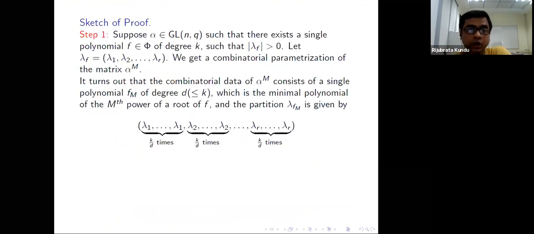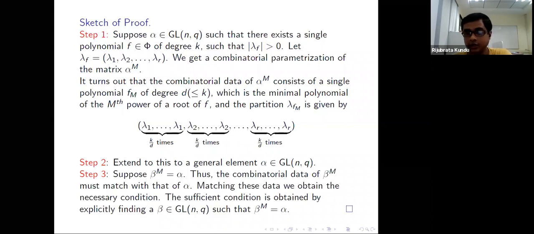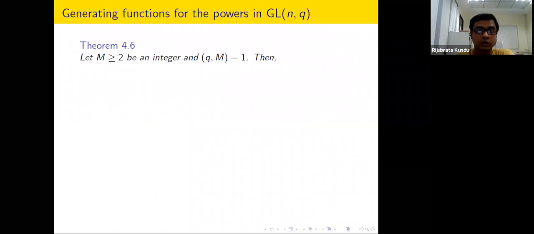Okay. So I have a sketch of the proof, but I probably will not have enough time, so I will maybe skip this sketch and go towards the generating functions, which was the main interest. So let us see the generating functions now. Recall that we wanted to find the generating functions for the proportions of mth power regular elements, mth power regular semisimple elements, and mth power semisimple elements in GLnq. So let us see such things here now.